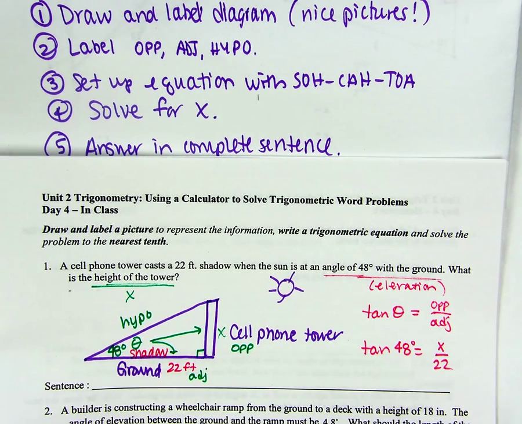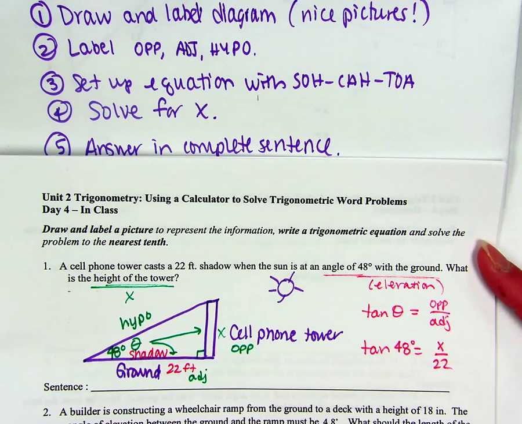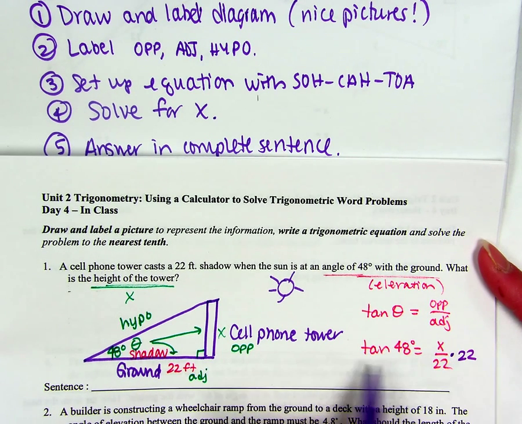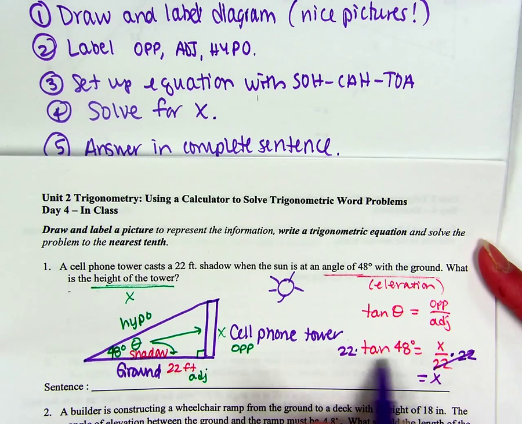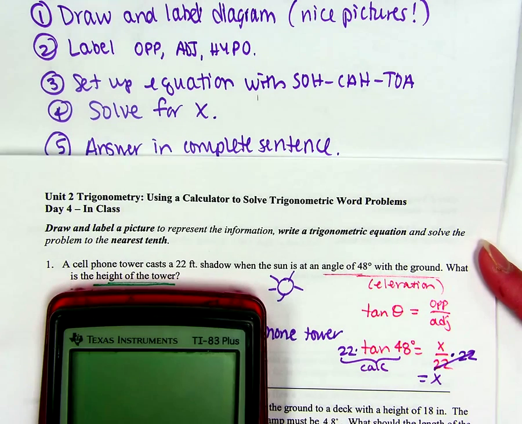Okay, so now you need to solve for x. How would we get x by itself? Well, if I want to undo my divide by 22, I want to multiply by 22. So I could do that. I get x equals, and then this thing I'm going to put in my calculator. So find your calculator. Again, always make sure you're in degree mode.